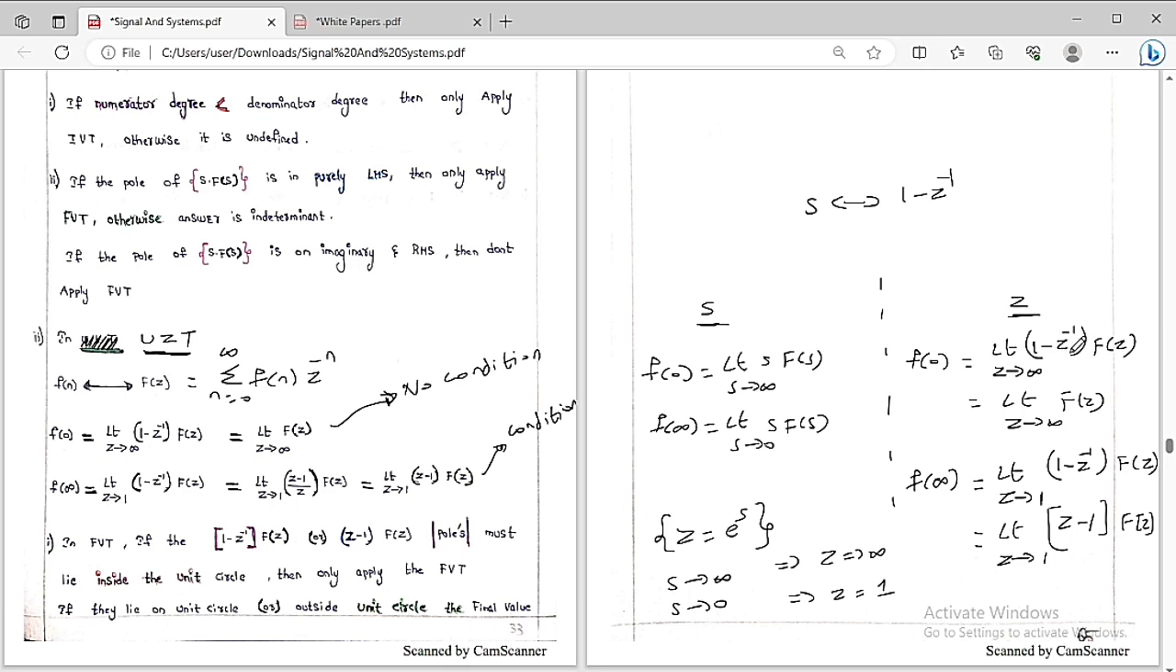Directly apply in the Z transform. But while applying the final value theorem, the first thing is you have to check the poles of (z minus 1) times X(z). If they lie purely inside the unit circle, then only you have to apply this formula.